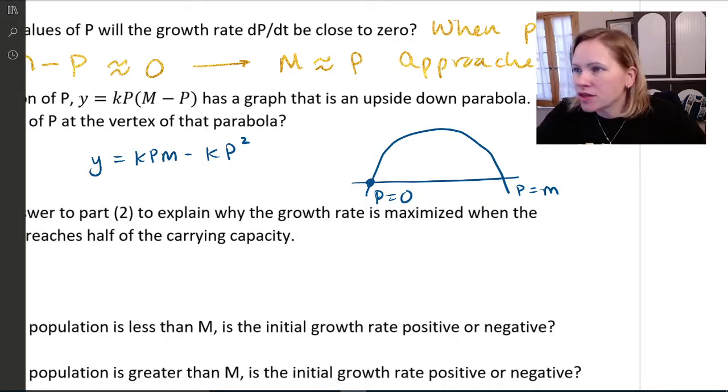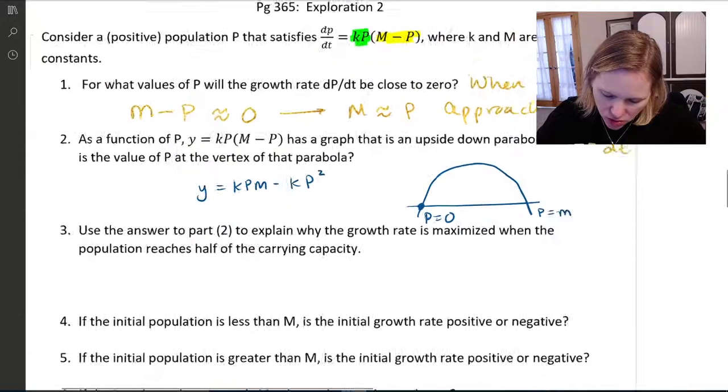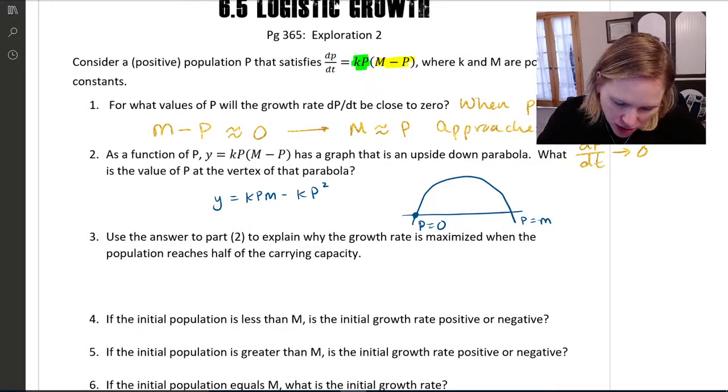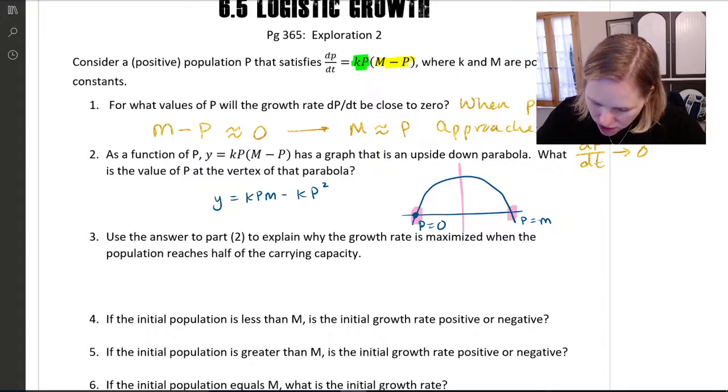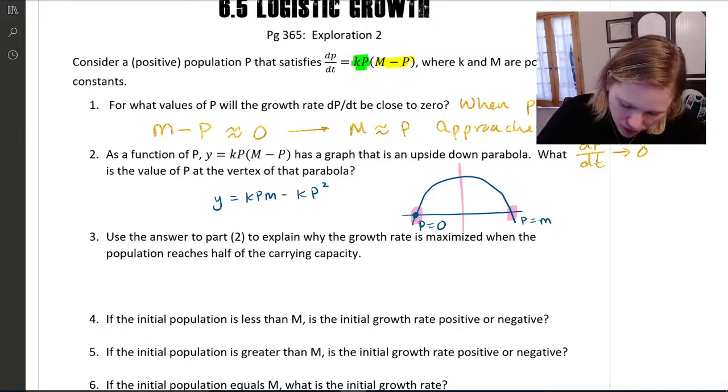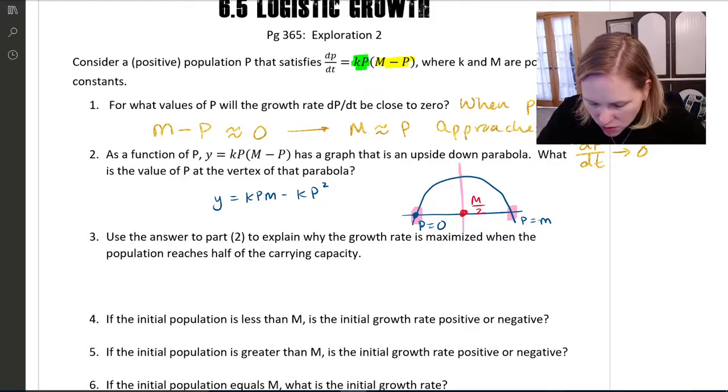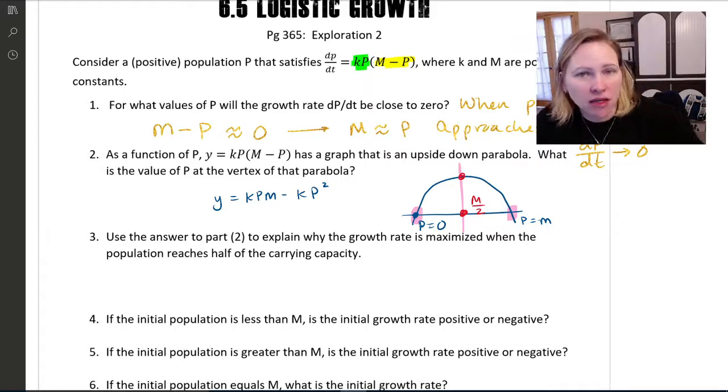Okay, so with this in mind, I want to know what is the value of p at the vertex of this parabola. Well, if we know anything about parabolas, we know that it is symmetric. So if we cut it in half, when p is 0, we're having an x-intercept. When p is m, we have an x-intercept. That's when the y value, or dp dt, is 0. So halfway between 0 and m would be m over 2. So right here, this is m over 2. So this is the vertex. The vertex is a maximum.